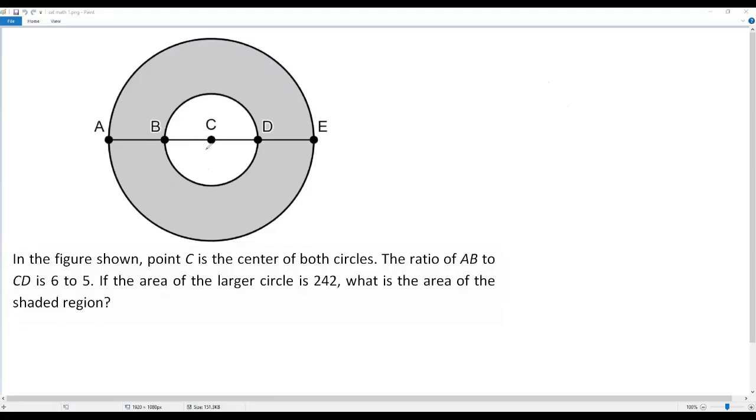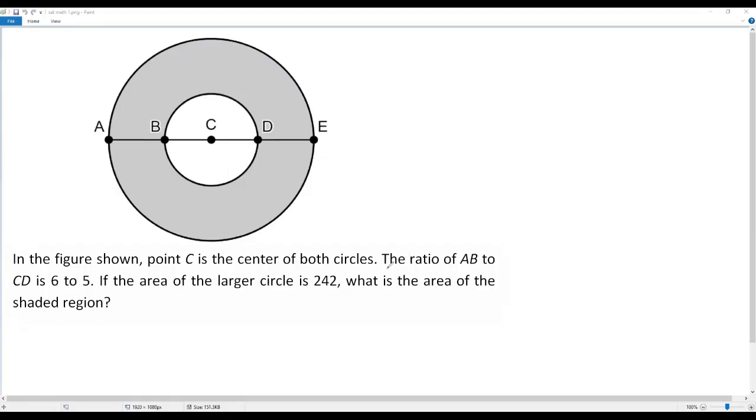Okay, now let's plan how to solve this problem. To get the area of the shaded region, we have to subtract the area of the smaller circle from the area of the larger circle. The area of the larger circle is given, that is 242. Now, our aim is to get the area of the smaller circle. Once we get it, it has to be subtracted from the area of the larger circle, that is from 242. The resulting area is the area of the shaded region.